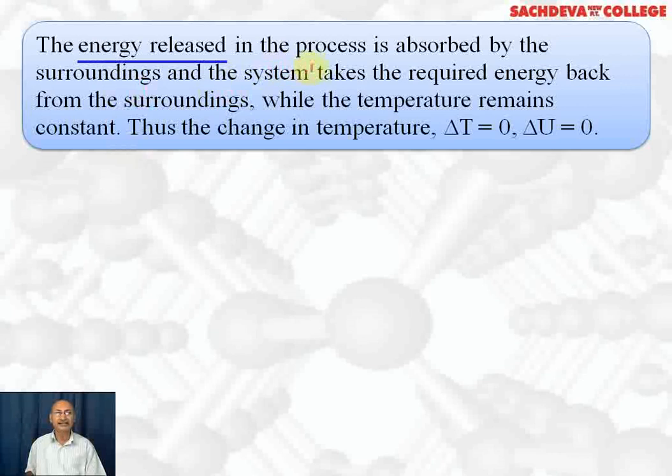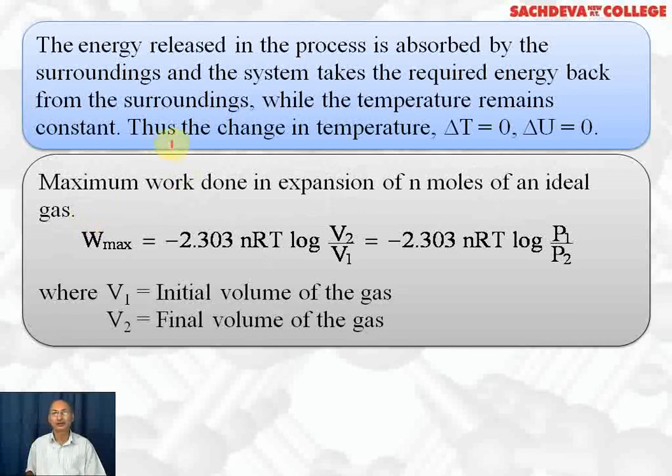Now the energy released in this process is absorbed by the surroundings and the system takes the required energy back from the surroundings while the temperature remains constant. So how does a system maintain the temperature constant? This is by exchanging energy with the surroundings. And when it maintains the isothermal condition, that is delta T is 0, delta U also becomes 0. Delta U depends upon change in delta T. So if change in temperature is not taking place, change in internal energy also will not take place. Delta H will also be 0. Enthalpy change also will be 0 if delta T is 0.